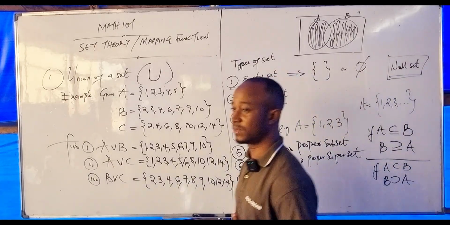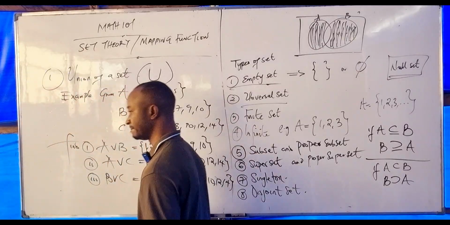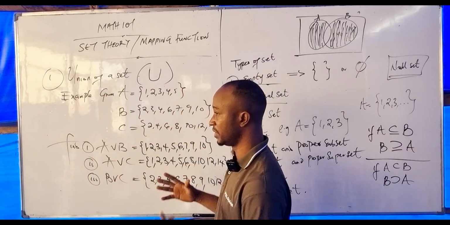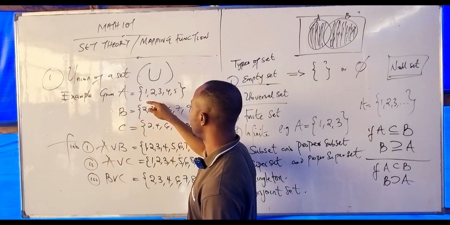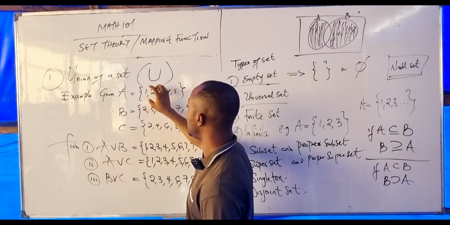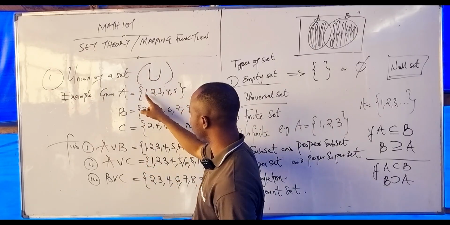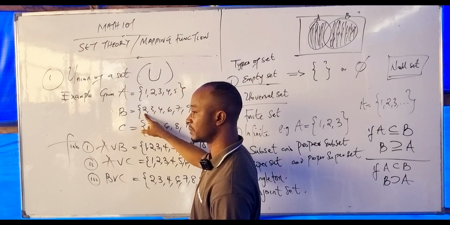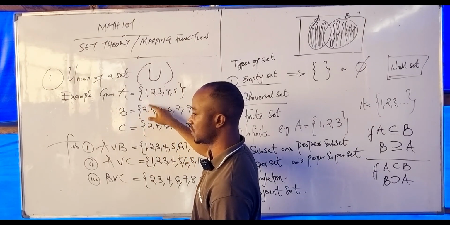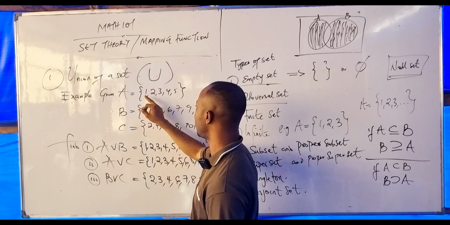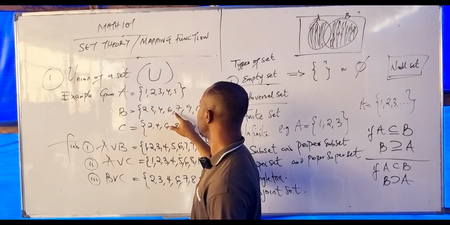If you have any question, you can ask. All these parts of sets are very simple. For A and B, I want to combine A and B. It means I'll pick all the numbers in A and what's in B, but without repeating any. We have 1, next is 2, next is 3. Although we have 2 again, I won't repeat it. So we have 1, 2, 3, 4, 5, followed by 6, 7, 9, and 10.